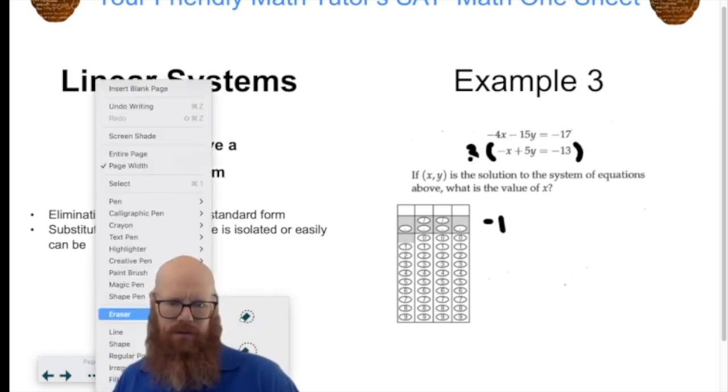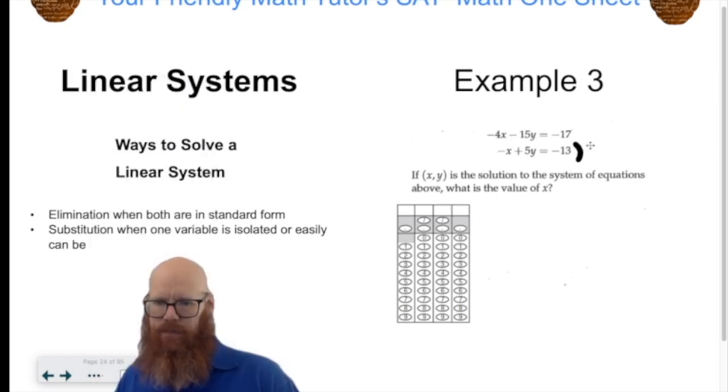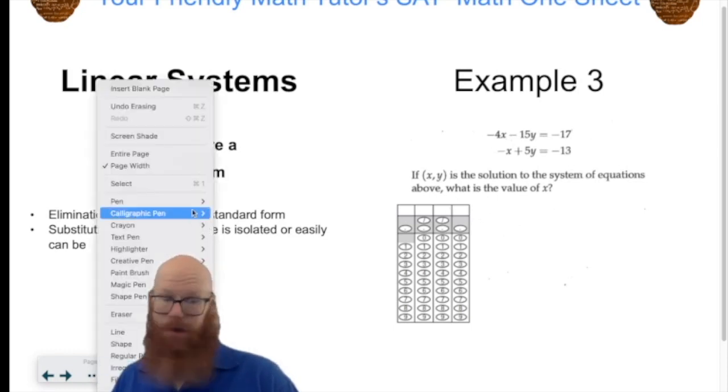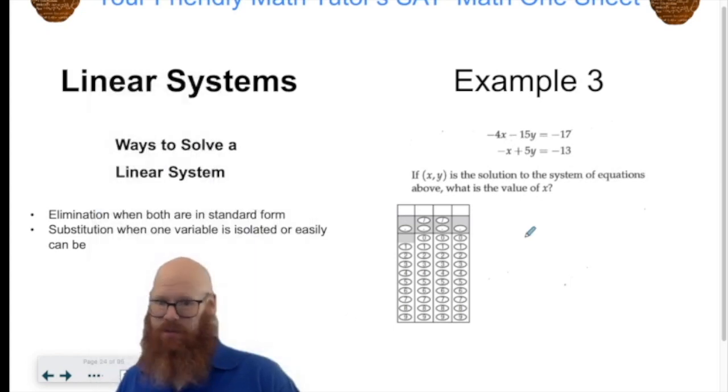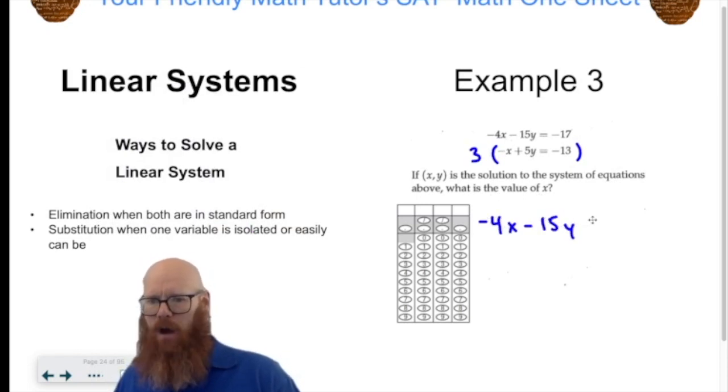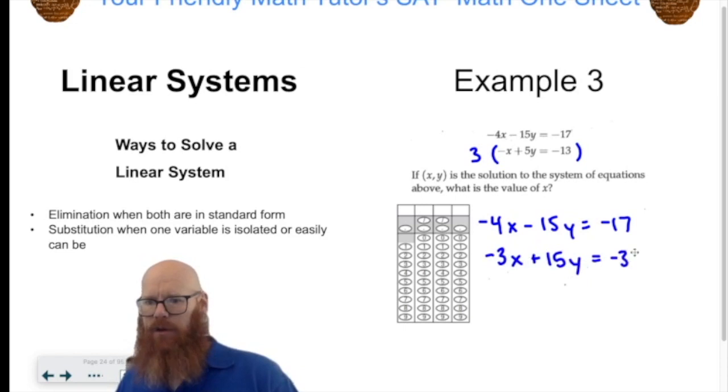Wait, I don't know what's going on there. I'm going to erase that. I think I chose the wrong pen, so let's go back. Yeah, this one's better. So I'm going to multiply the second equation by 3. So I'm going to get negative 4x minus 15y equals negative 17. And then if I multiply the second equation by 3, I get negative 3x plus 15y equals negative 39.